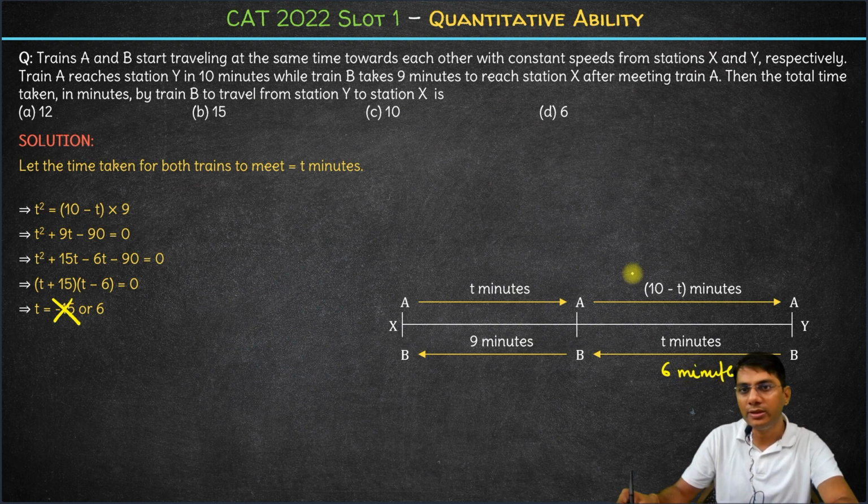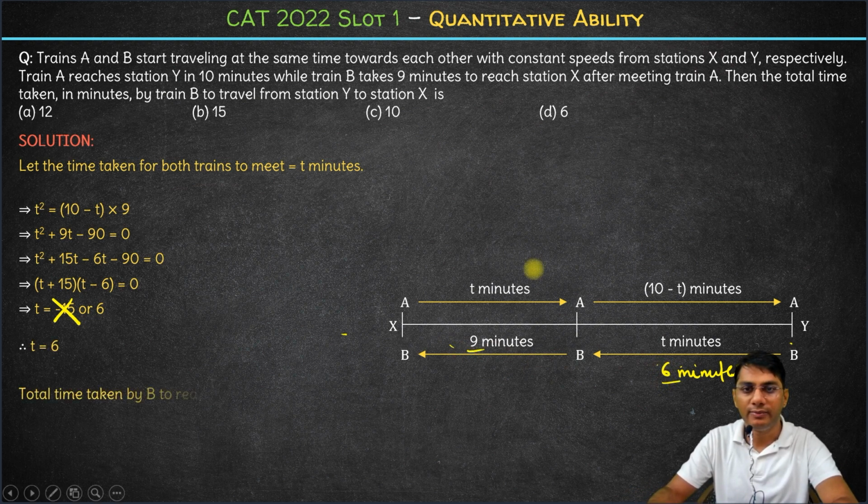So now the question was, how long does it take for train B to travel from Y to X? So the time B takes to travel from Y to X is the sum of these two times, 6 plus 9. 6 plus 9 is 15 minutes. Hence the answer to this question is option B, 15 minutes.